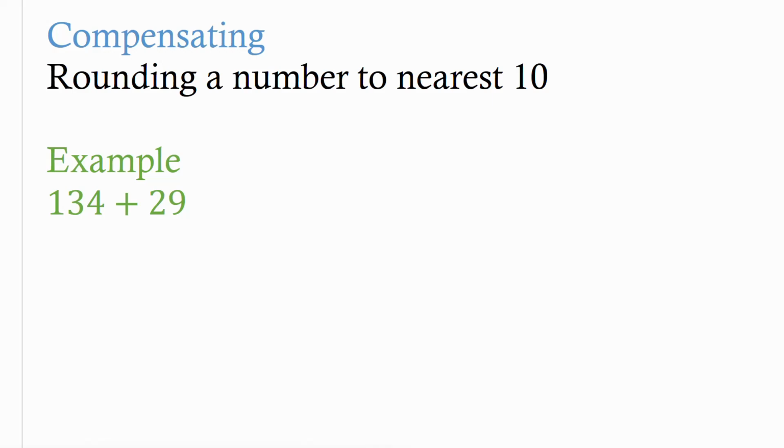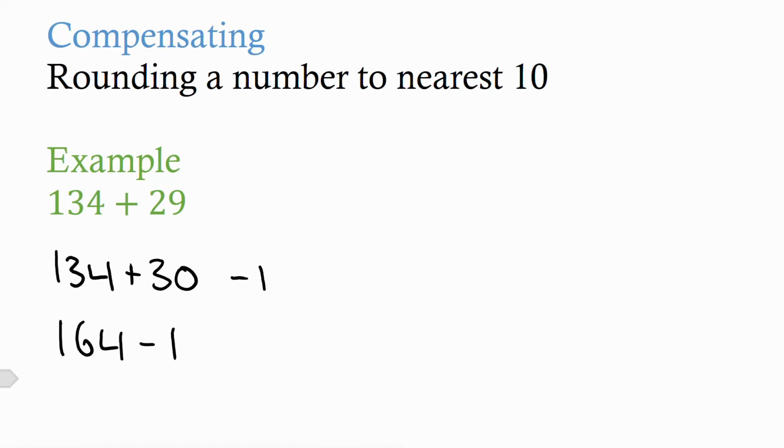Another type is what we call compensating. It's kind of like estimating. It's where we round a number to the nearest 10 just to make life a little bit easier. So over here, we've got 29. That's pretty close to 30. So what I'm going to do is just say 134 plus 30, and then just take away 1 on the end. So 134 plus 30 gets us to 164. Take away 1. And then we end up with 163.